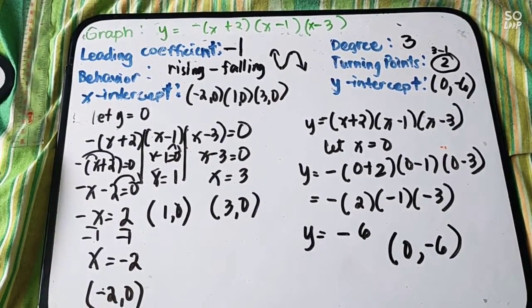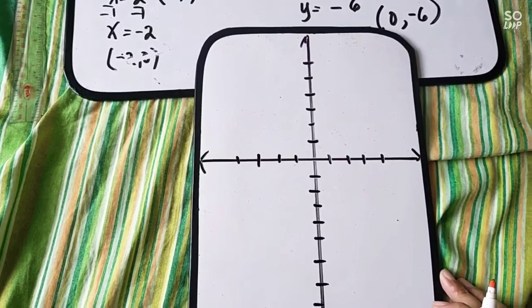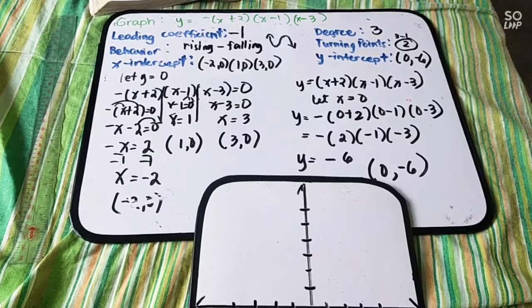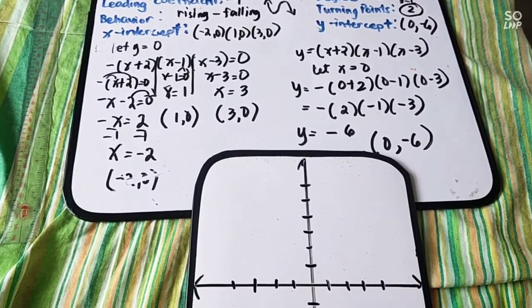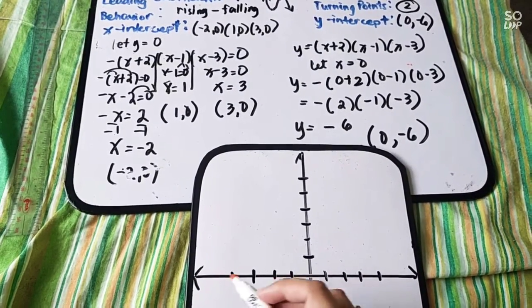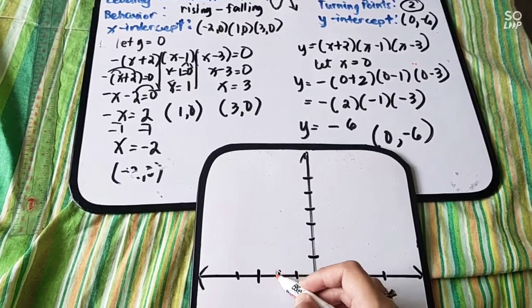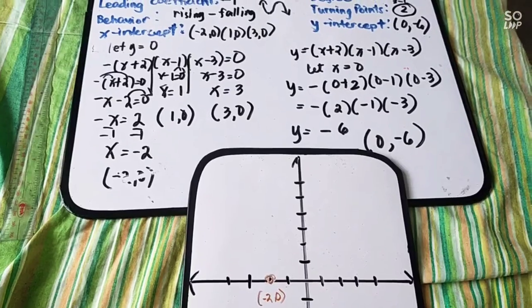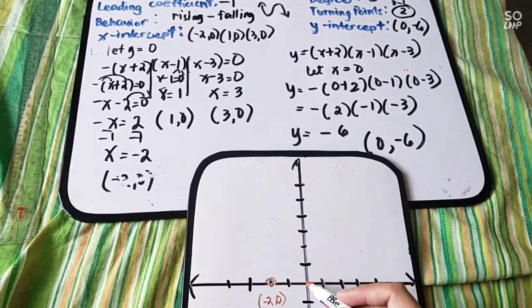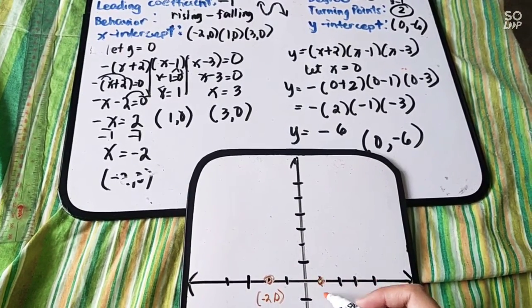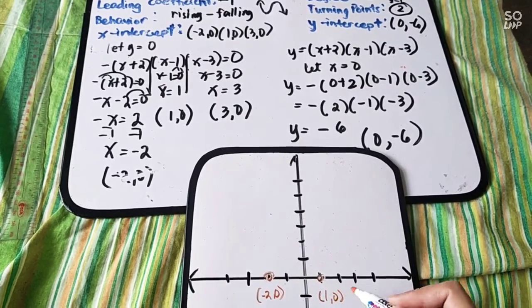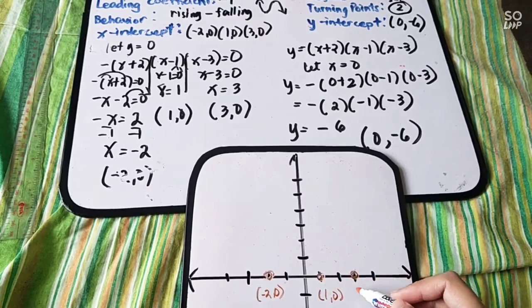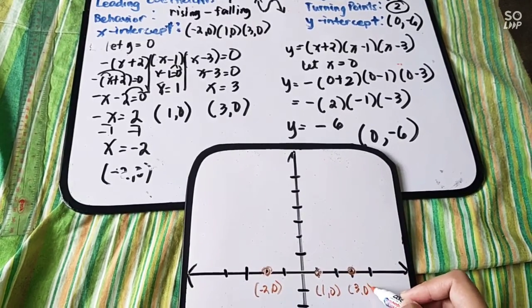Plot the points. Let us plot first the x-intercepts. Our x-intercept is (-2, 0), so negative 2 goes to the left side, 1, 2. So this one is (-2, 0). Next, we have (1, 0). So 0, 1. This is (1, 0). And the next one is (3, 0). Here, 1, 2, 3. So you have here (3, 0).